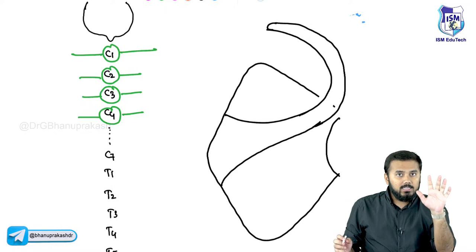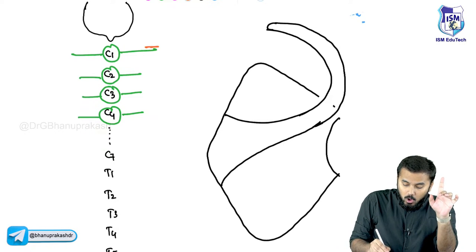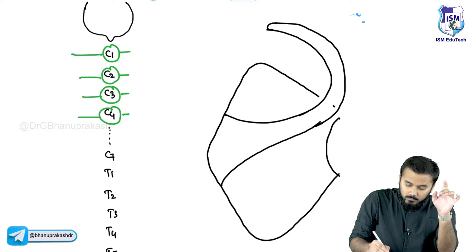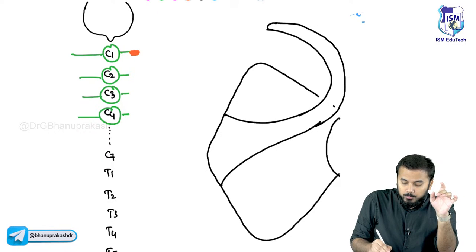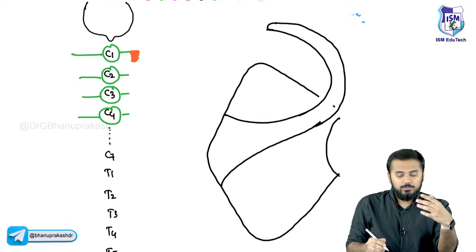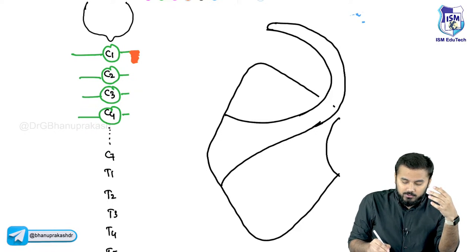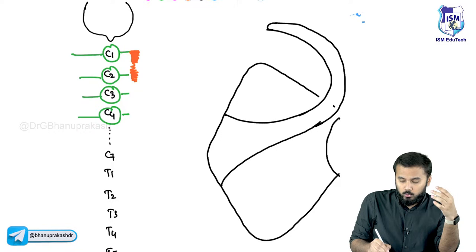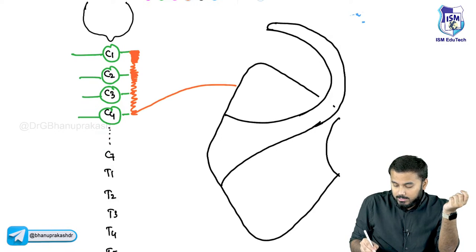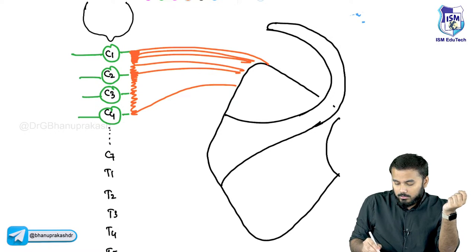Now, all of you look here. The first muscle which I'm drawing originates from the transverse process. It originates from the transverse process of C1, not directly from C1. Transverse process of C1, C2, C3 and C4. And where is it inserting? It is inserting onto the top of the scapula, like this.